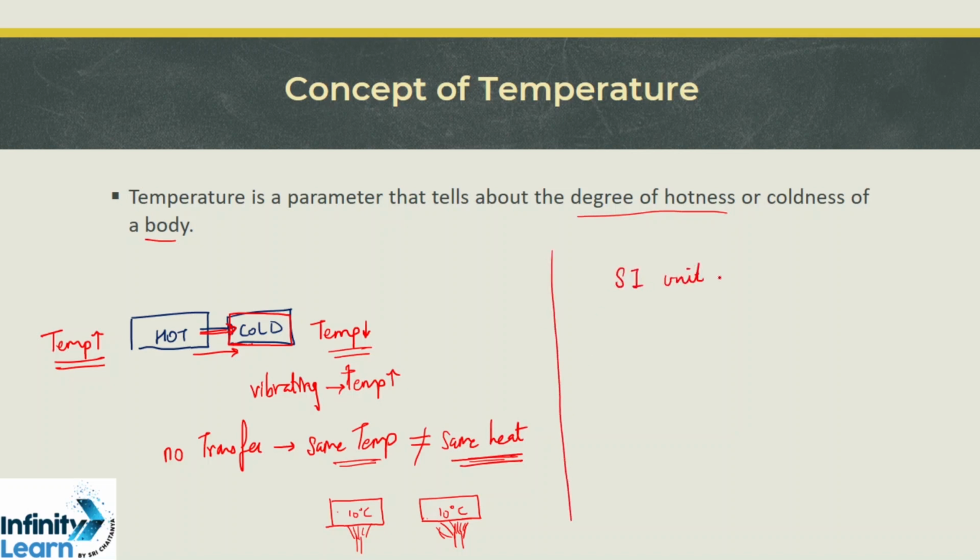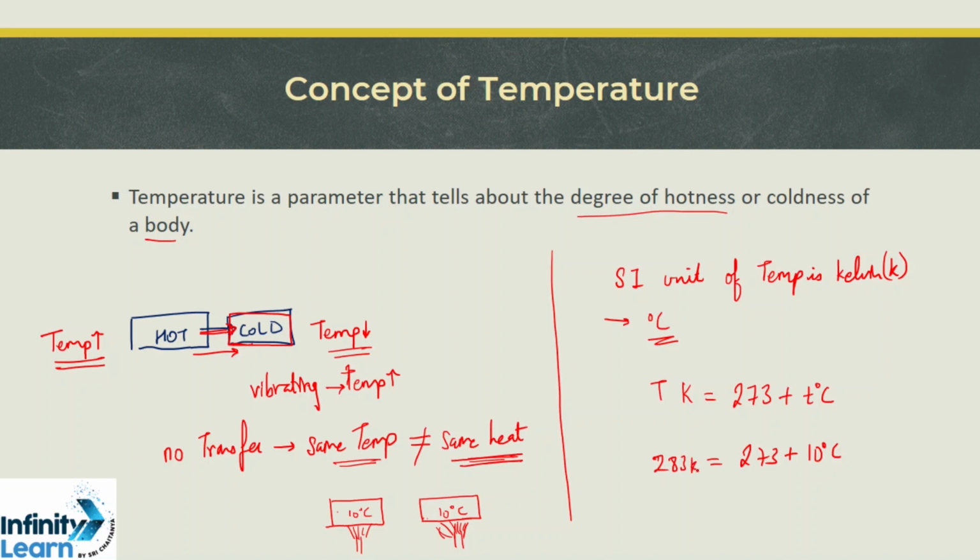The SI unit of temperature is Kelvin, denoted by capital K. There is one more unit, degree Celsius, that is very widely used along with Kelvin. We also have a relation between temperature in Kelvin and temperature in Celsius. Temperature in Kelvin is basically 273 plus the temperature in Celsius. So if the temperature is 10 degrees Celsius, in Kelvin it will be 283 Kelvin. Also, if the temperature is 15 degrees Celsius, then the temperature in Kelvin will be 288 Kelvin.